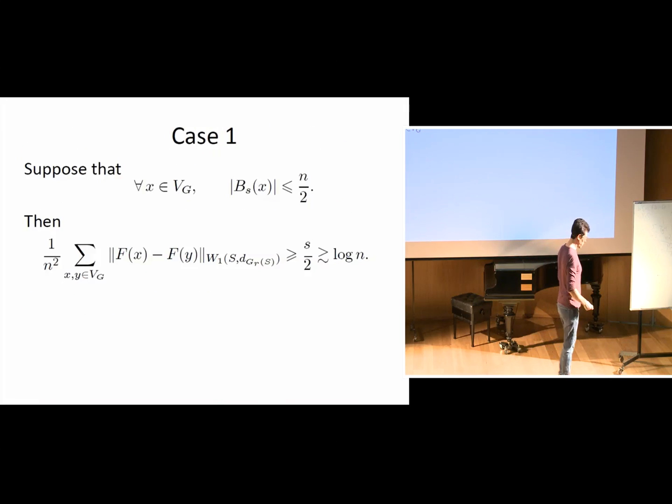And this is case one, where we're going to use the Banach space valued Poincare inequality. So suppose that all of these balls are small. So for every x, at most half of the points are mapped to within Wasserstein distance s from it. Then in my Poincare inequality, the uniform average over all pairs is at least s over 2, because for every fixed x, half of the points are at distance more than s from it. Okay? And now I told you already, s was a constant times log n, so this is of order log n.